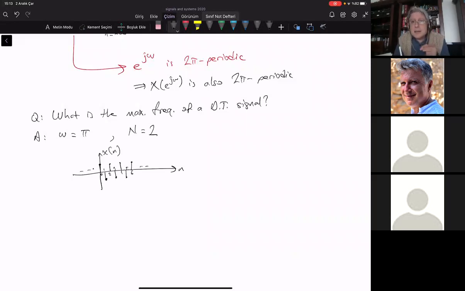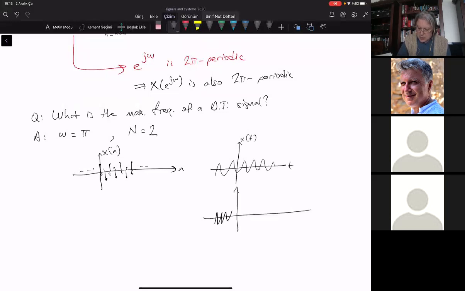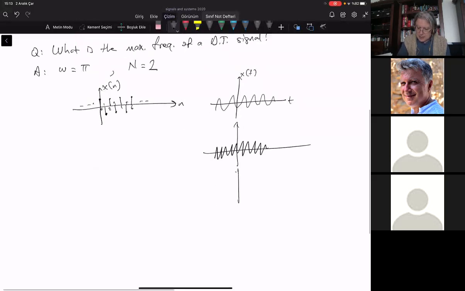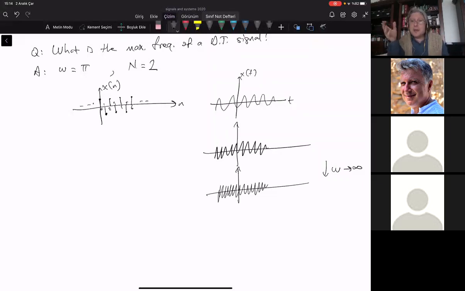I am claiming that this signal that I have drawn is the signal with the highest frequency, because you cannot have a larger oscillation than this one. For example, in continuous time, x of t on t, you can draw a sinusoid like this, and then you can draw another sinusoid with a higher frequency, and then even higher frequency. You can arbitrarily increase the frequency of a sinusoid by squeezing and squeezing and squeezing. So the frequency may go to infinity. The highest frequency in continuous time is infinity frequency.